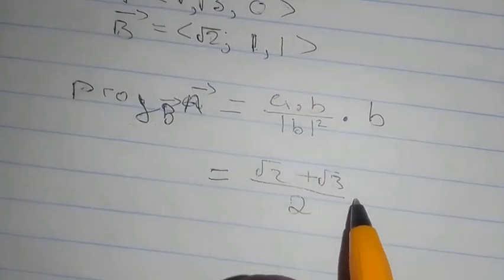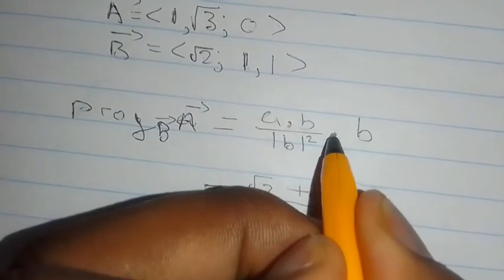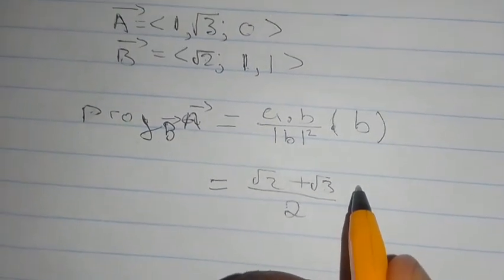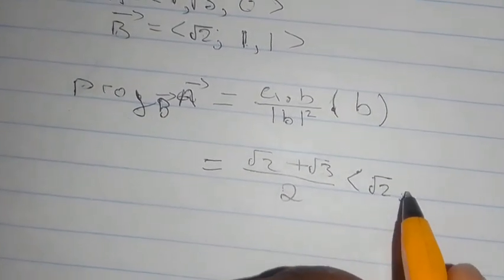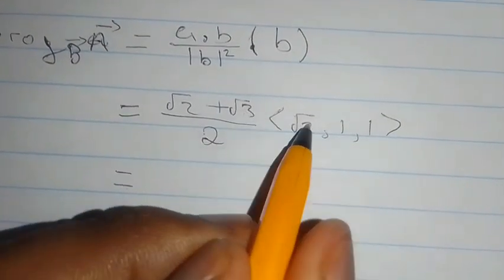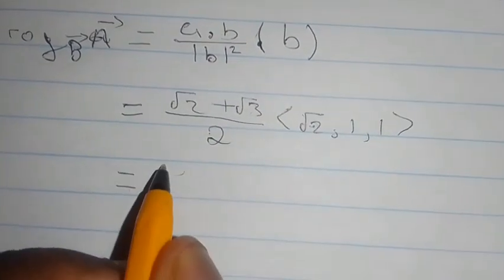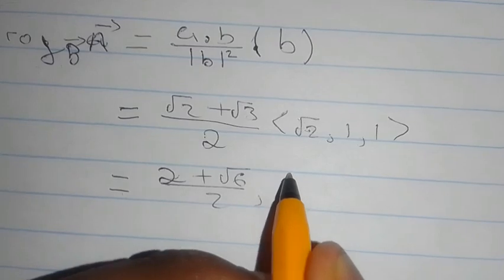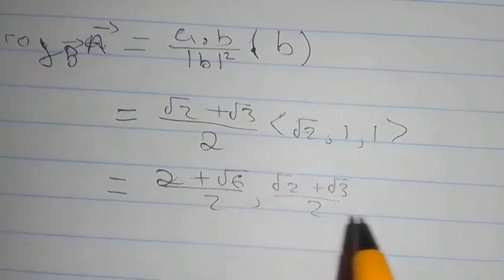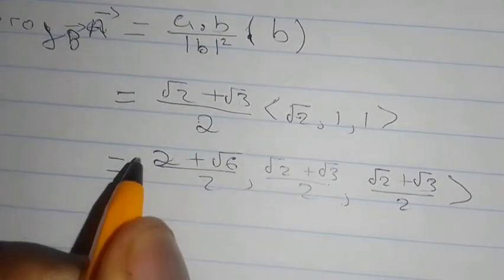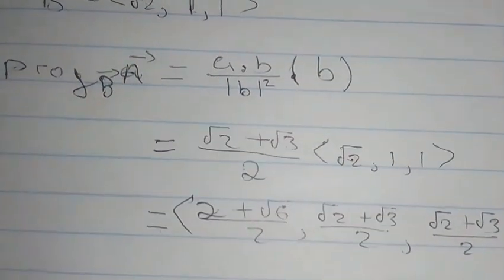Then you multiply that with vector B. This isn't supposed to be a dot, it just denotes multiplication. So it's root 2, 1, and 1. What happens when you multiply that? You should get a vector, since this is a vector projection. So now you have root 2 plus root 3 over 2 multiplied by root 2, which is 2 plus root 6 over 2. Then you have root 2 plus root 3 over 2, and also root 2 plus root 3 over 2 again. So that will be the projection of A onto B.